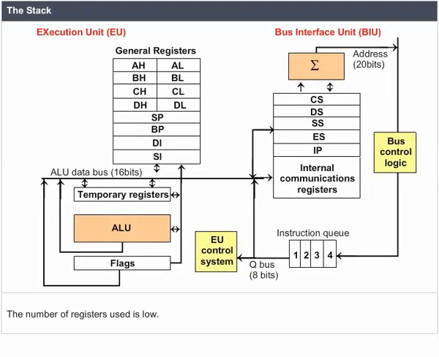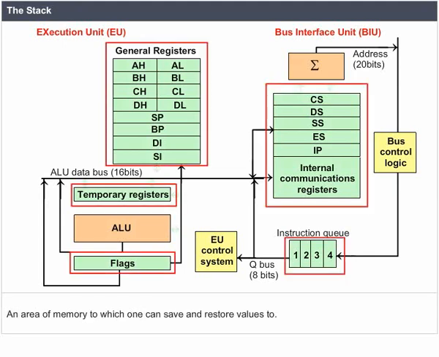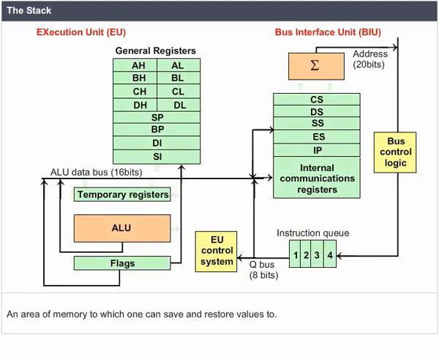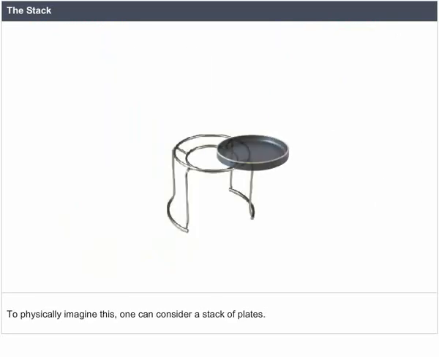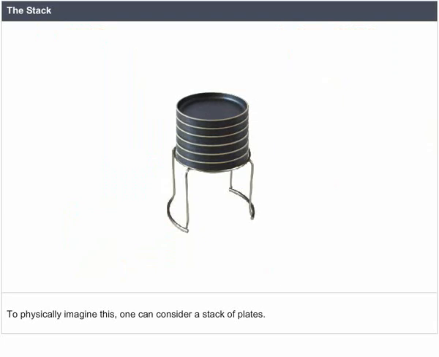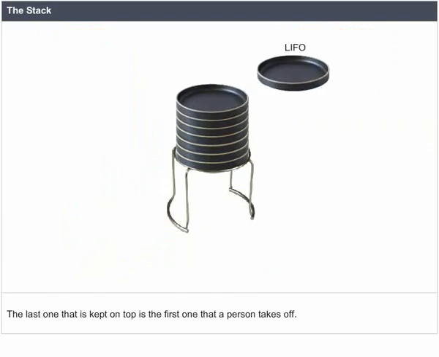The stack. The number of registers used is low. Since data is huge, how do they manage to manipulate the data? There is something called a stack, an area of memory to which one can save and restore values. To physically imagine this, one can consider a stack of plates. The last one that is kept on top is the first one that a person takes off. This is sometimes referred to as last on, first off, LOFO, or last in, first out, LIFO. Do not put too much data in the stack.